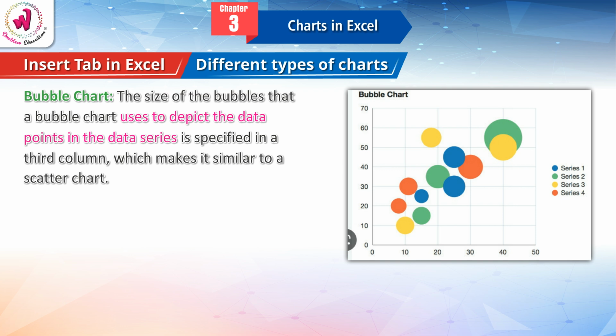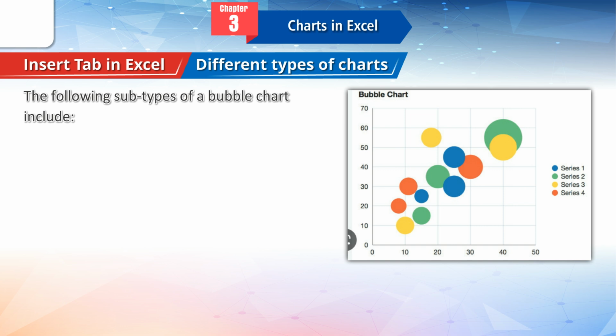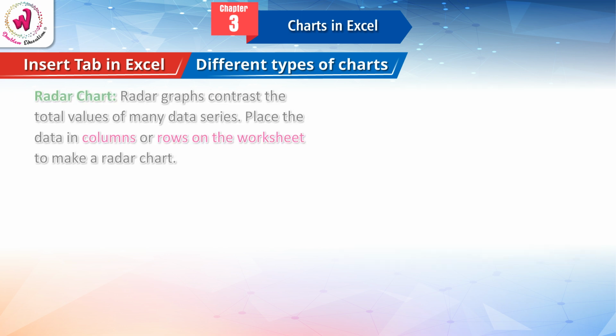Bubble chart. The size of the bubbles that a bubble chart uses to depict the data points in the data series is specified in a third column, which makes it similar to a scatter chart. The following subtypes of a bubble chart include: bubble, a 3D effect bubble.